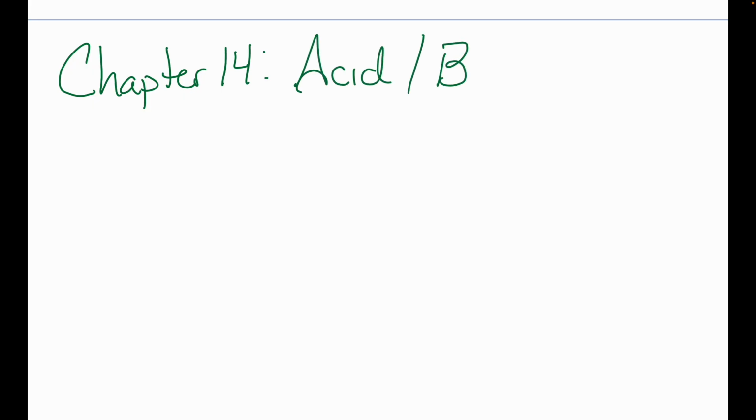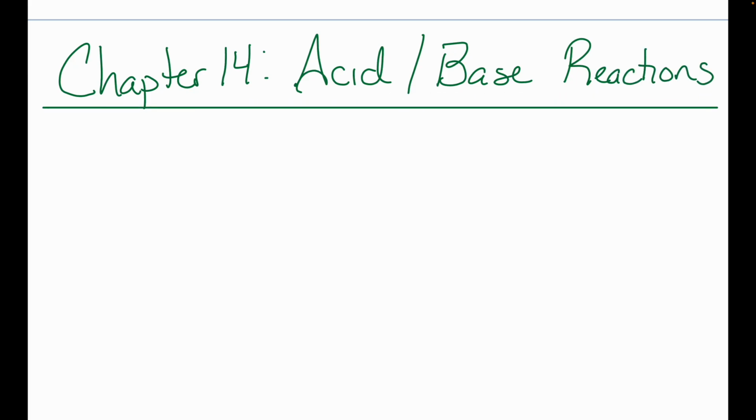And so we're going to now talk about a specific type of reaction. We're going to use what we learned about equilibrium to help us explain certain classes of reactions. And the first one that we're going to talk about is from chapter 14, acid-base reactions. All right. Acid-base reactions are something that you cover over and over and over again in chemistry. They're a very important class of reactions.